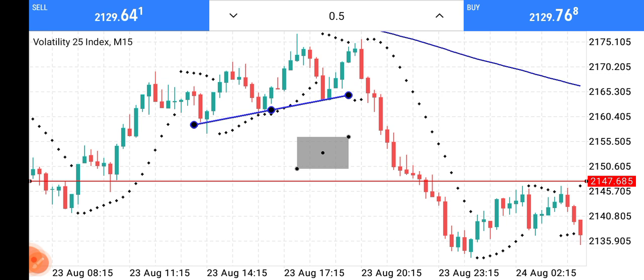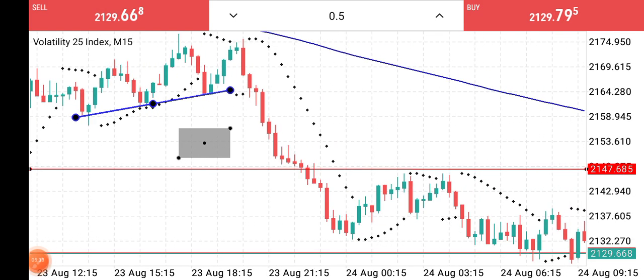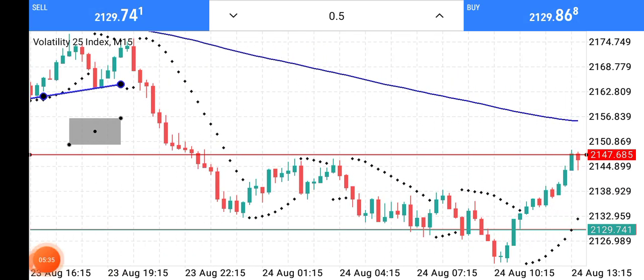Okay. The same thing applies if you are looking at a downtrend. Let me look for a downtrend and then use it for illustration too.